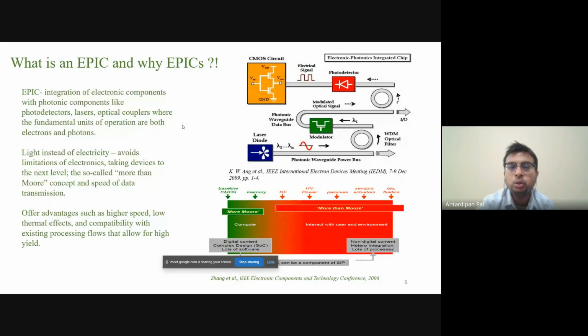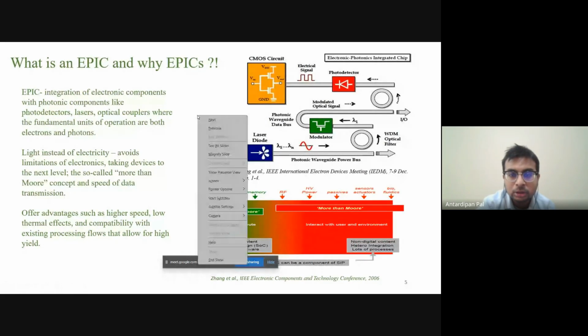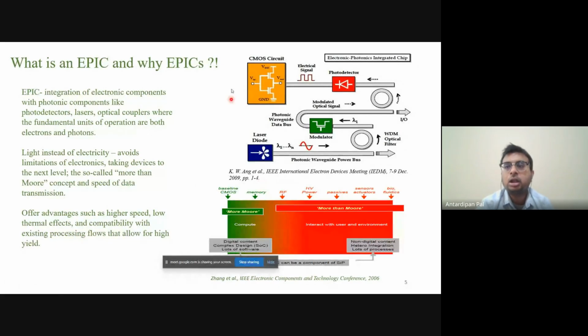So this is a cartoon. Let me turn on my laser pointer. This cartoon is a great example of an EPIC. You have a laser, like a semiconductor laser or whatever laser, that generates an optical signal that passes through the waveguide. Then there's an optical modulator that modulates the signal, like we have for typical electrical signals: frequency division multiplexing, analog modulation, digital modulation. Those types of things are done here for the photonic signal. It then passes through this waveguide, and then we have a coupler that couples it to this waveguide.